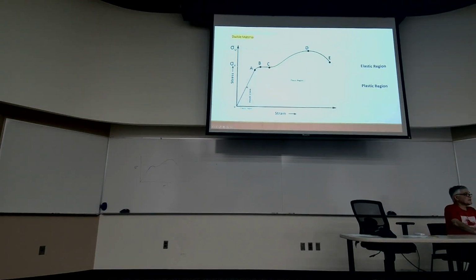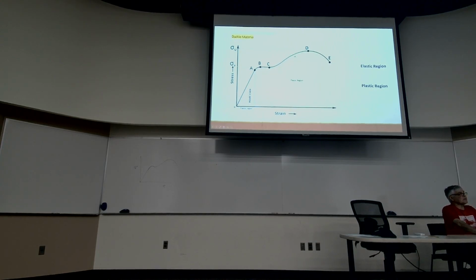So this is called the linearly elastic region. From A to B, you still have an elastic region, but it's no longer linear. From B to C, you're going to have relatively large deformations due to shear stress on oblique planes.